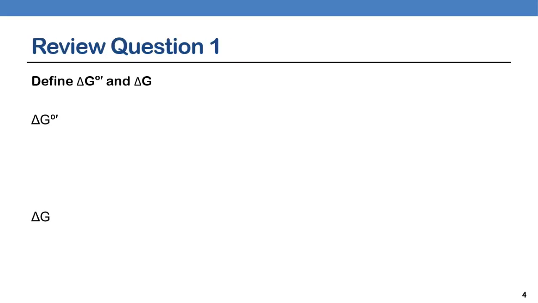All right, hopping into our review questions. Oh my God, I'm actually out of breath. Define our delta G standard and our delta G, and how can we represent those mathematically?